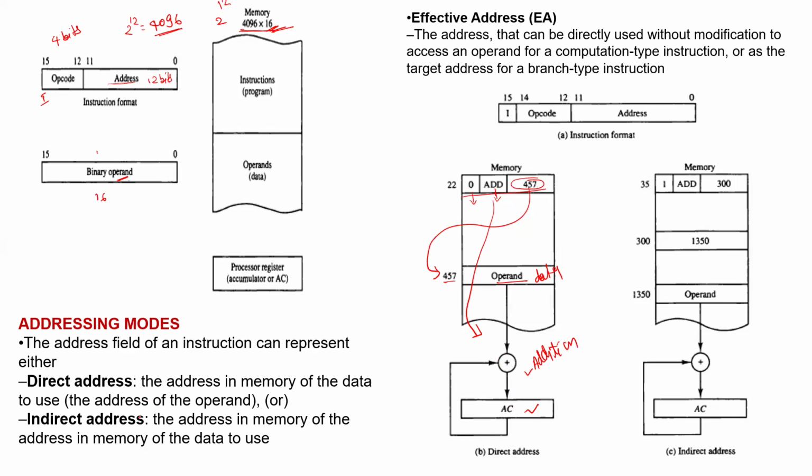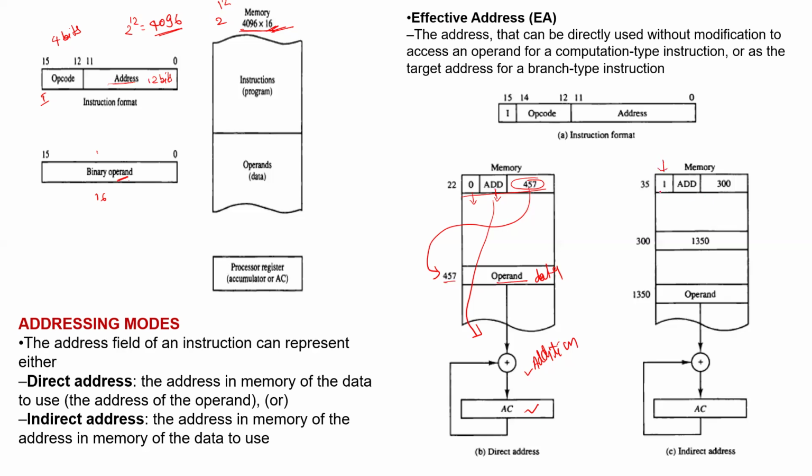Whereas in the case of indirect addressing mode, the address available in the instruction code is going to give the address of the operand. The operand's address is not given directly. Suppose somebody tells you to go to a particular location, and at that location you will get the exact location where you want to reach. That is the address of the operand, and that is what happens in the case of indirect addressing mode.